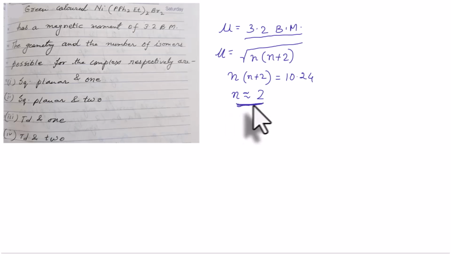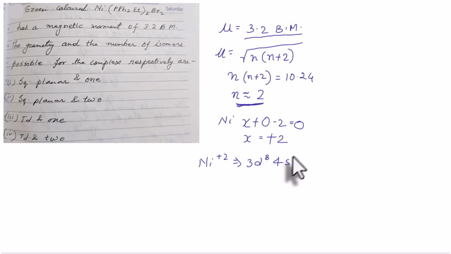And what is the oxidation state of nickel here? So nickel is X. PPh2Et, this ligand is uncharged. So we have X plus 0, and bromo is minus 1 charge and we have 2 bromo, so minus 2. Total charge is 0. So X is equal to plus 2. So nickel is plus 2 oxidized. Now in the plus 2 oxidation state, what is the valence electronic configuration of nickel? So it is 3d8 and there are no electrons in 4s orbitals, 4s 0.